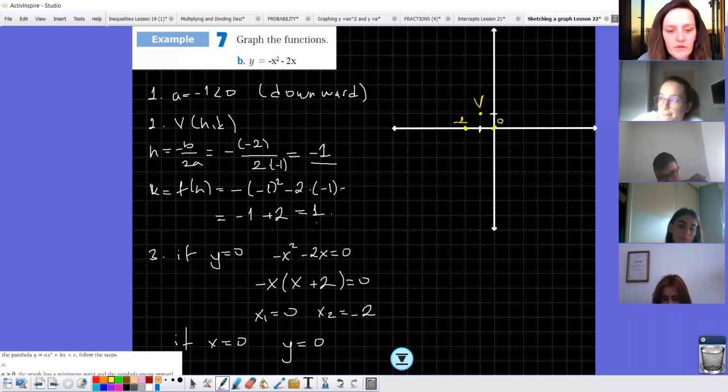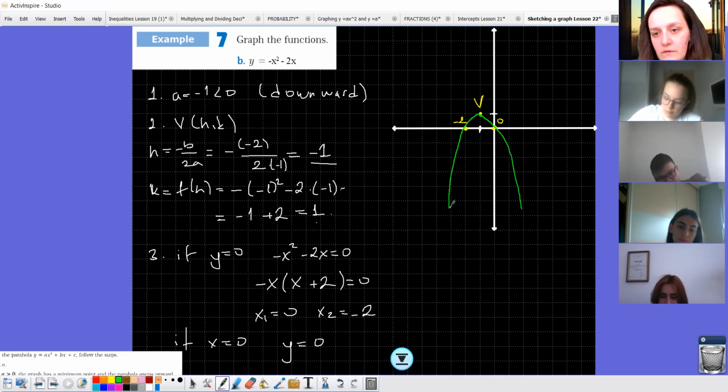So our parabola will be in this way. Because it is downwards, it will pass through these points, and it will be something like this. So this is y is equal to minus x squared minus 2x. Okay.